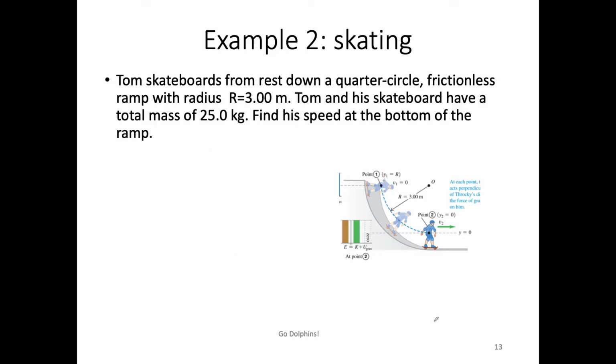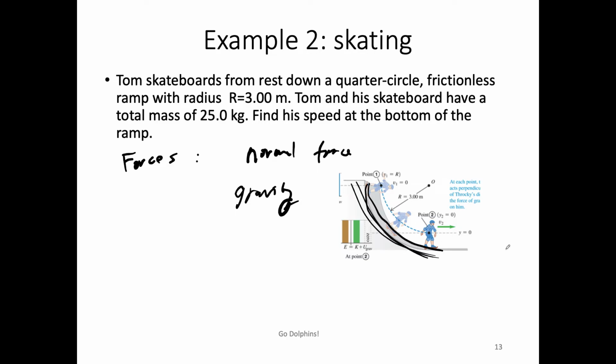Tom skates down a quarter circle frictionless ramp. The radius of the ramp is 3 meters. The mass of Tom and his skateboard is 25 kilograms. Find the speed of Tom at the bottom. Now to solve this question, when Tom is skating down, what are the forces acting on Tom? So we have normal force, right? And gravity. Apparently, gravity is doing work because the height drops.